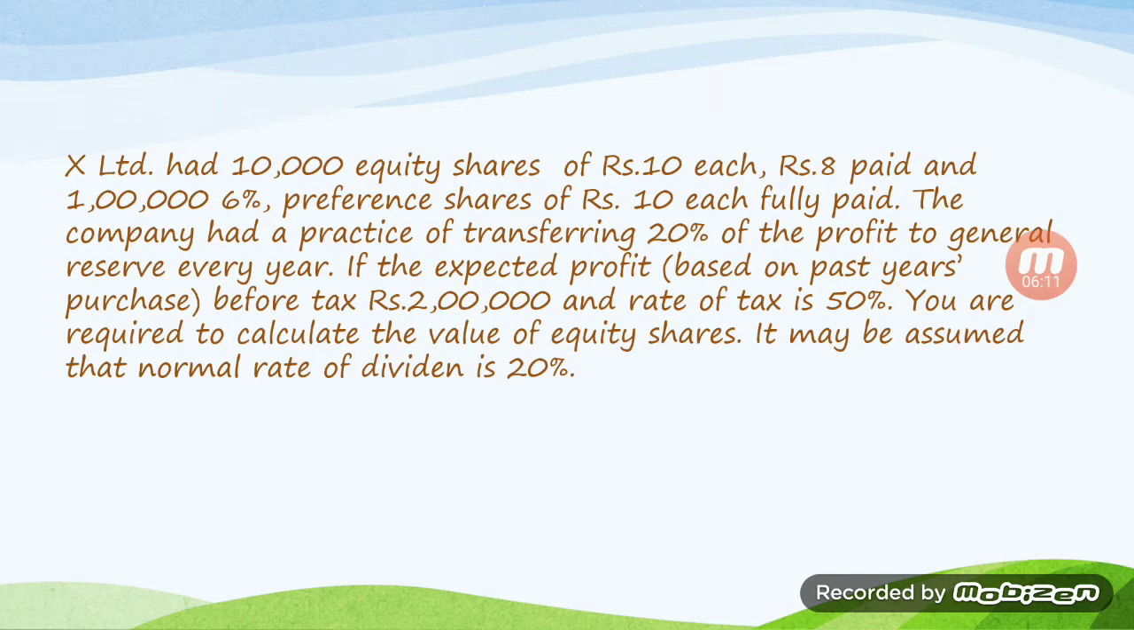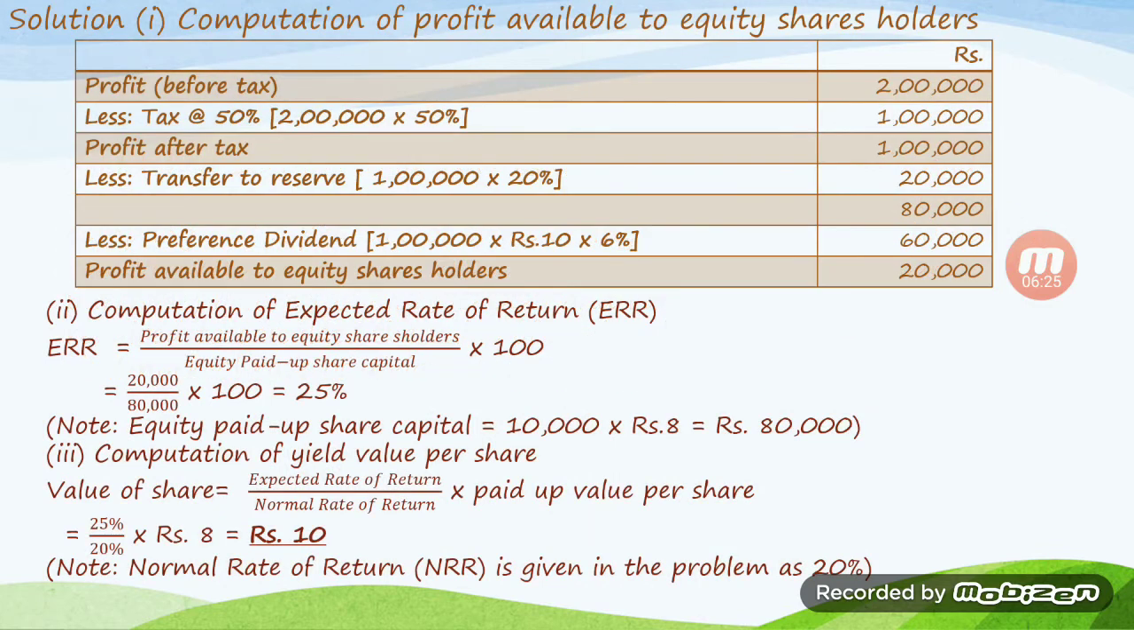You are required to calculate the value of equity share. It may be assumed that the normal rate of dividend is 20%. So the normal rate of return is also given. Here we have to move the answer like this. Step 1, computation of profit available to equity shareholders. Take profit before tax, that is 2 lakh, from which tax payable is to be deducted. Tax payable is 50%, so on 2 lakh, apply 50%, it becomes 1 lakh.